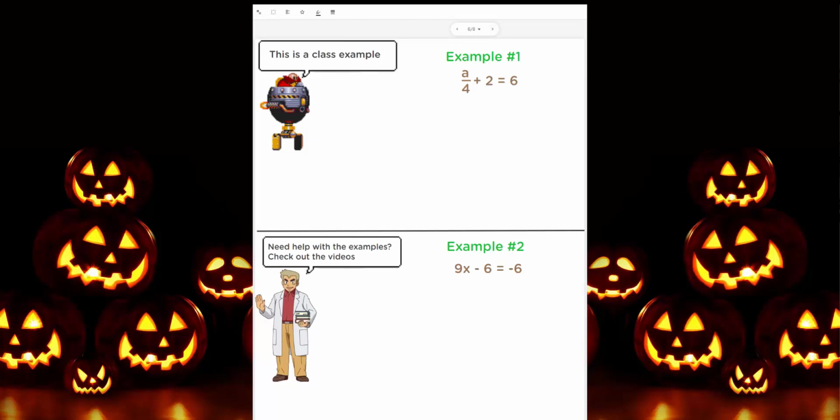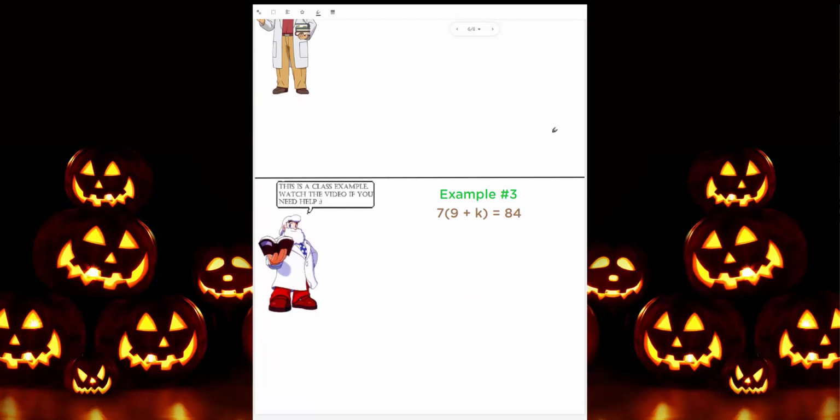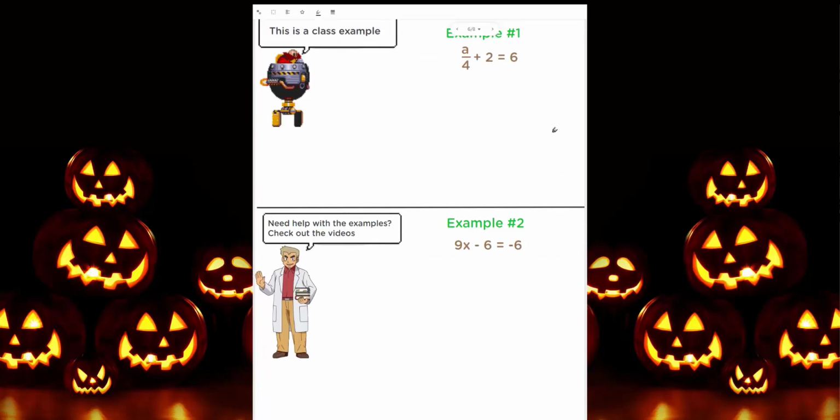So we're going to do 3 class examples here. And as always, ladies and gentlemen, if you do not show your work, you do not get any credit. And that goes for the examples and for your independent practice over on page 8. Alright, let's go ahead and do this thing.